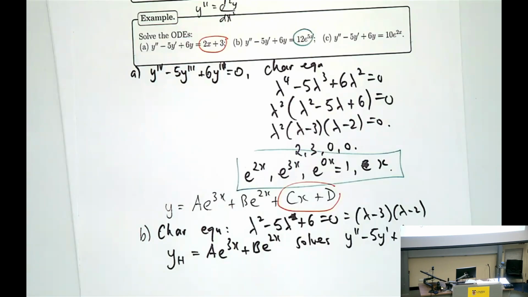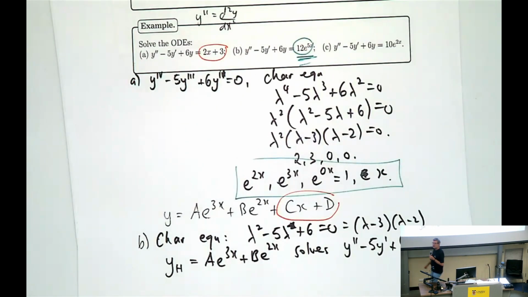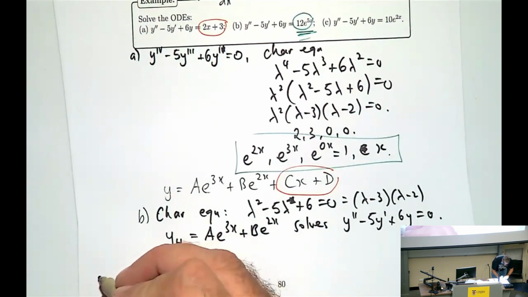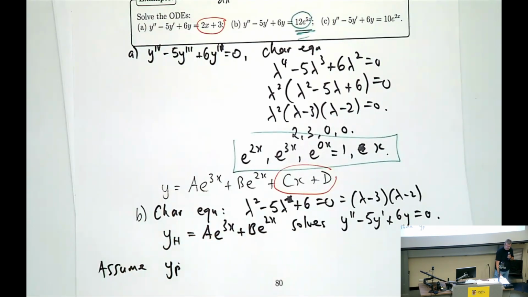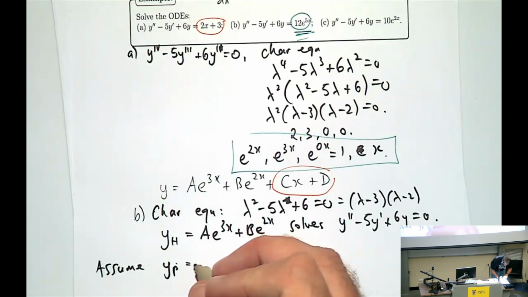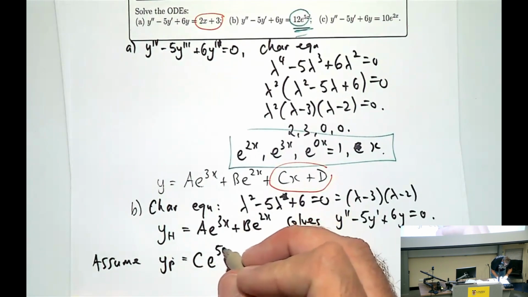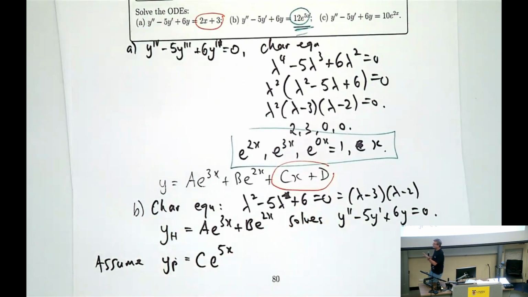The second part is assuming there's an extra bit that is of the same form as the right-hand side. So let's assume our extra bit is c times e to the 5x. This is y sub p, where the p means particular, a particular solution. c is a constant here. We don't know what it is, but we want to find it.